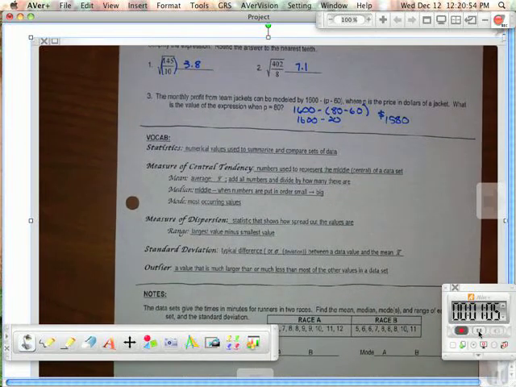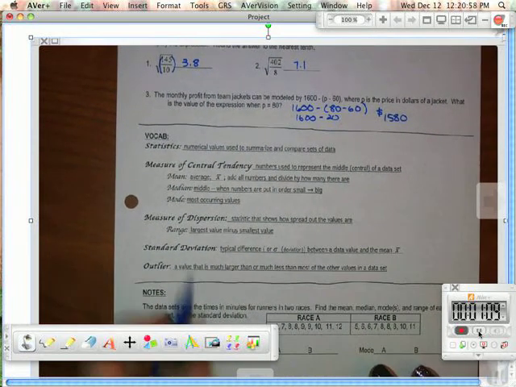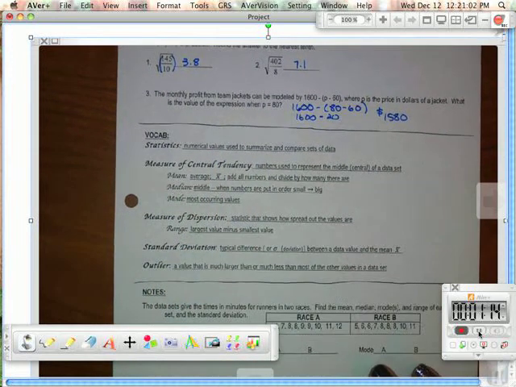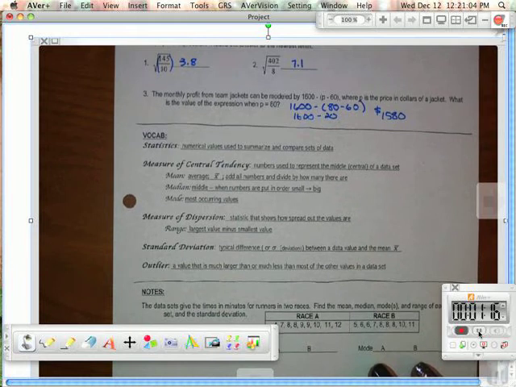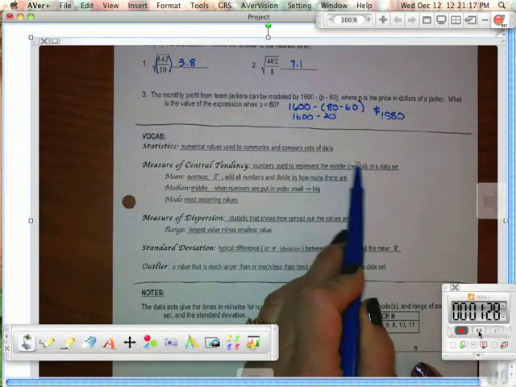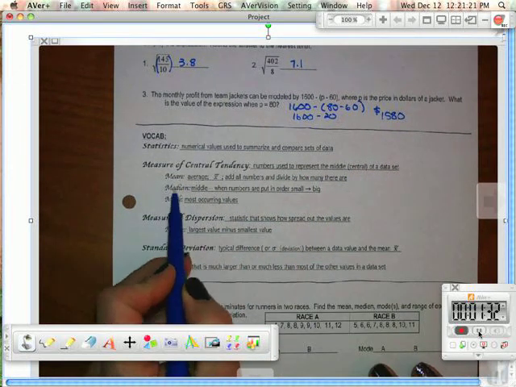Alright, so here's some vocab that you're going to have to become somewhat familiar with. Some of it you will have heard before. Statistics is the numerical values used to summarize and compare sets of data. So you're going to get some numbers, and you can use them to compare, like finding the mean, the median, and the mode, to compare different sets of data. Measures of central tendency are numbers used to represent the middle or the center of a data set. The mean, median, and mode are the three that we use.